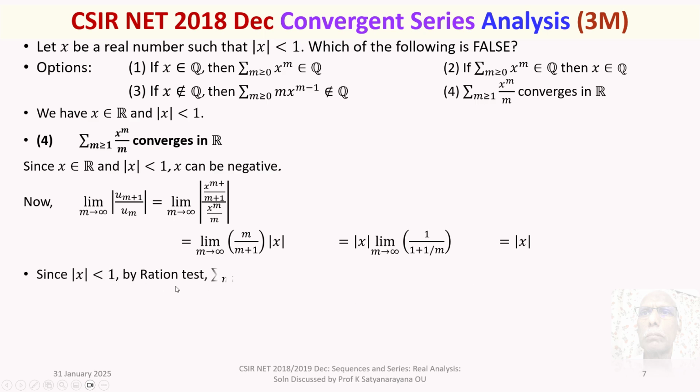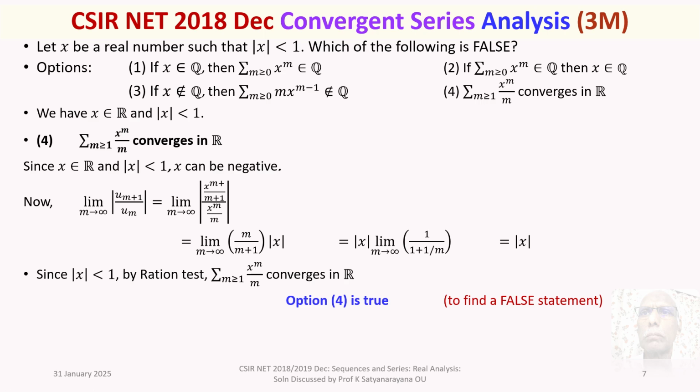So since mod x is less than 1, by the ratio test, sigma m greater than or equal to 1 of x to the power of m by m converges in R. Agreed? It converges, so option 4 is true. Now, to find the false statement, out of the 4, these 3 are true. So the remaining one must be the false statement. By the elimination method, the false statement is option 3. So the answer to this question is option 3.